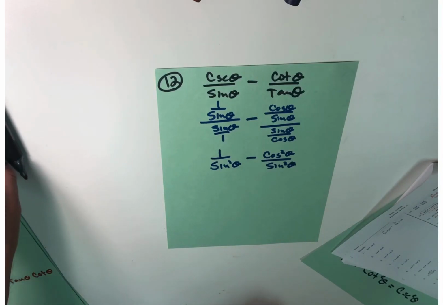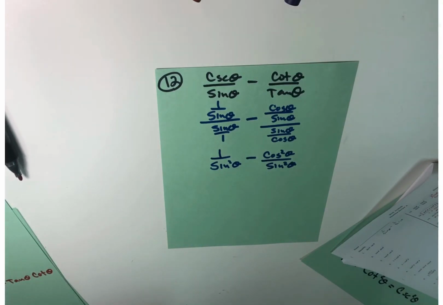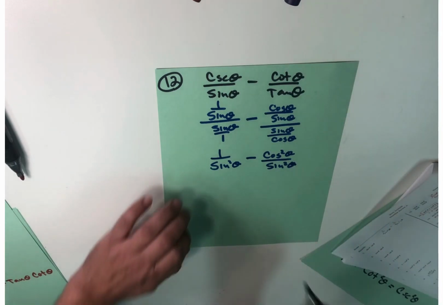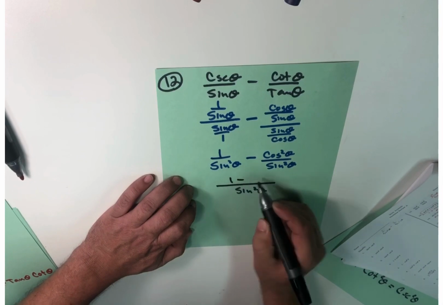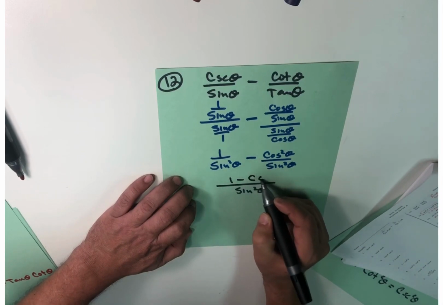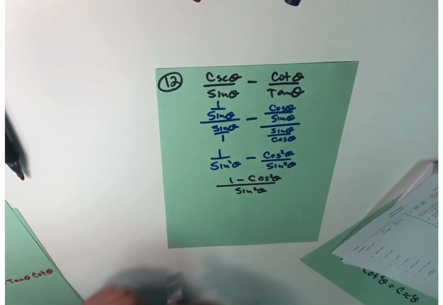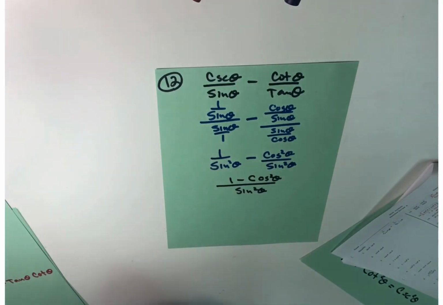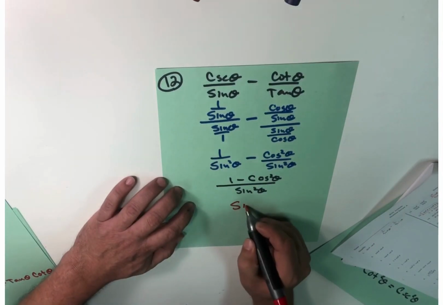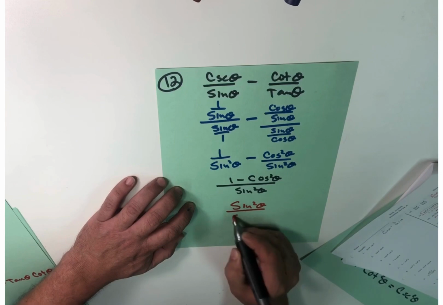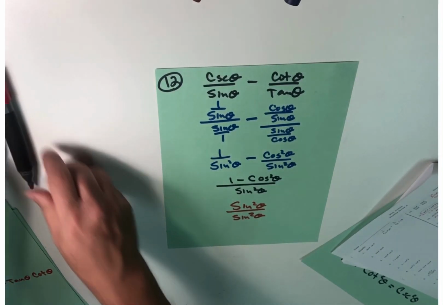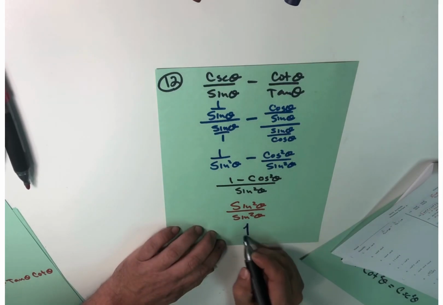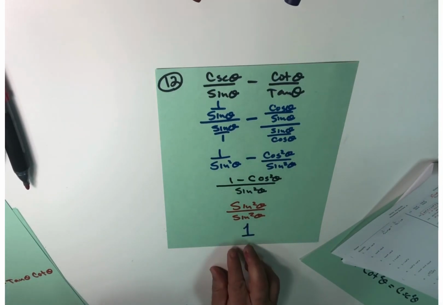So now I'm going to notice that I have 2 fractions and I need a common denominator because I am subtracting. But wait, I already have a common denominator of sine squared of theta. So just rewrite 1 minus cosine squared of theta. But I recognize that 1 minus cosine squared of theta is sine squared of theta. I'm going to leave the denominator of sine squared of theta. And what is sine squared theta divided by sine squared theta? It is 1.